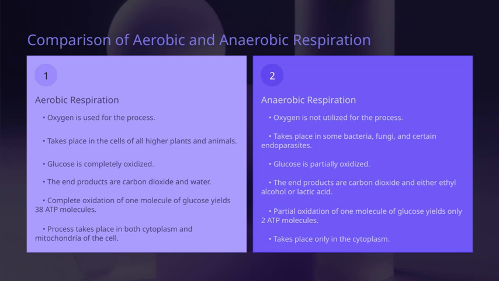You'll find this type of respiration in some bacteria, fungi, and certain endoparasites. A key point here is that oxygen is not utilized at all during anaerobic respiration. This is a crucial distinction because it allows these organisms to survive and produce energy in environments where oxygen is scarce or absent. Understanding the differences between anaerobic and aerobic respiration helps us appreciate how diverse life forms adapt to their environments and optimize energy production under different conditions.